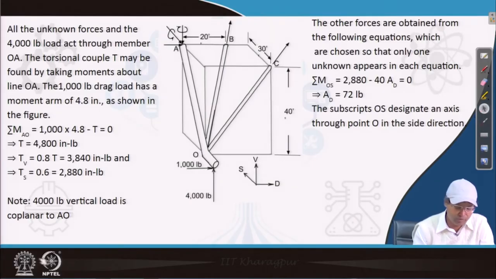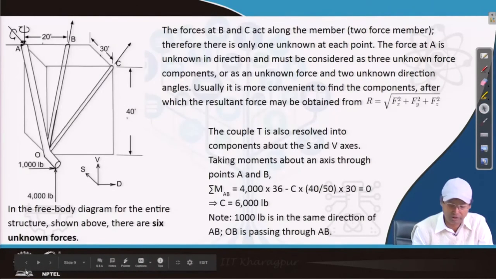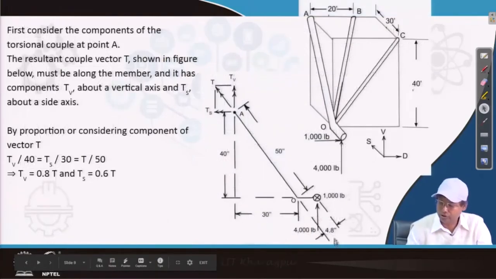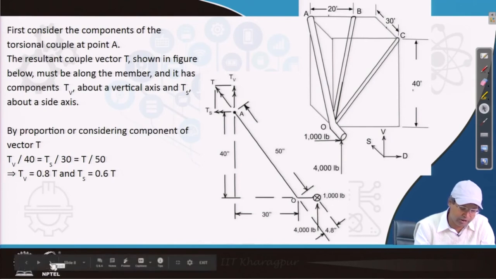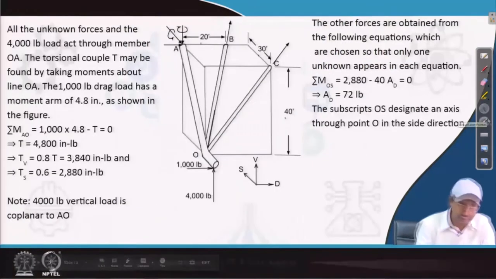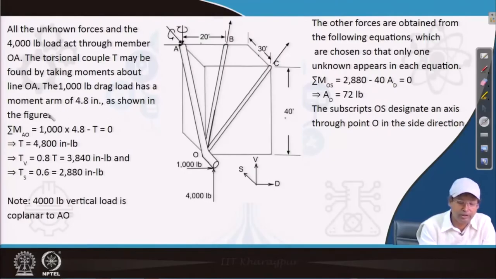If you do a simple geometric calculation, here it is shown, 4.8. But where from do we get this? From the 6 inch component in this direction, which has 4.8. So that is what is used here, and as shown in the figure, we are considering moment about AO, that means about this axis.